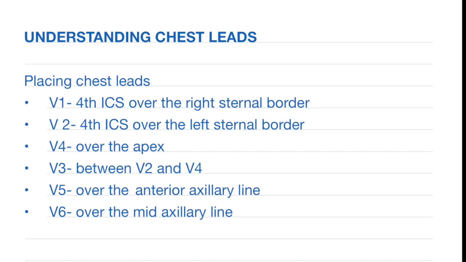In this video we're going to understand the chest leads. First I'll talk about how to place the chest leads over the patient. V1 we place over the fourth intercostal space over the right sternal border. V2 just opposite over there, fourth intercostal space over the left sternal border. Now we won't place V3, we will instead place V4 which is over the apex. Now V3 we place in between V2 and V4. V5 over the anterior axillary line, V6 over the mid axillary line.